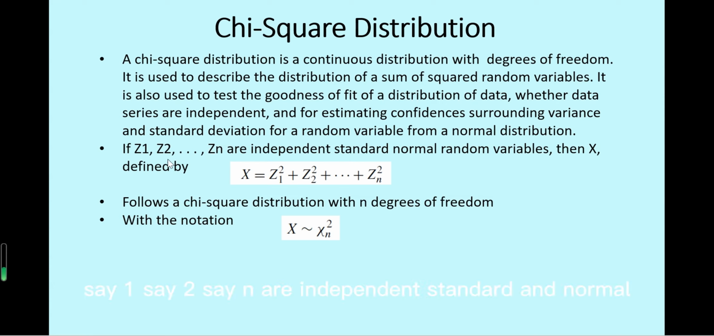So if C1, C2, ..., Cn are independent standard normal random variables with mean 0 and standard deviation 1, then the random variable X, which equals the sum of C1 squared plus C2 squared up to Cn squared, follows a chi-square distribution with n degrees of freedom, where n is the number of variables C1 to Cn in the squared summation. Chi-square distribution usually has the notation chi-n squared.